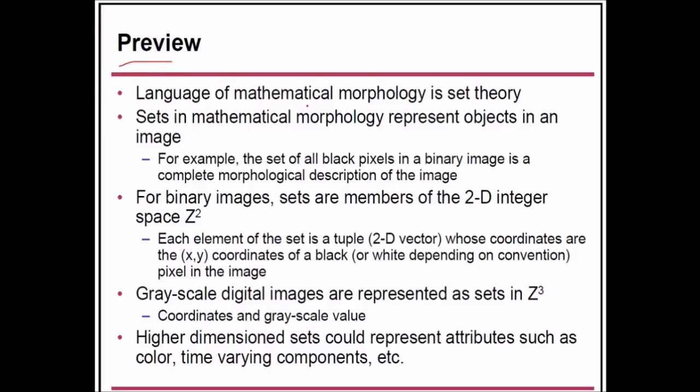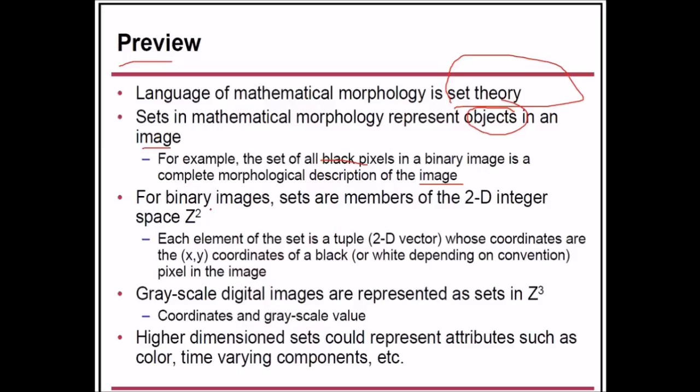The language of mathematical morphology is actually set theory. We have learned this in basic classes. Set theory. It represents objects in an image. For example, the set of all black pixels in a binary image is a complete morphological description of the image, or a set of white pixels. This is also a complete morphological description.